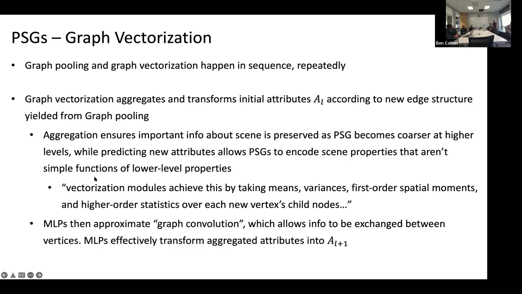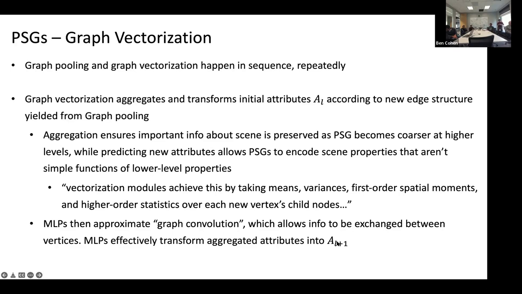This aggregation step is pretty confusing. They kind of jump over this. They say that they tried a few different methods to do this aggregation step, and they show us two of the methods, and I'll show that in the next slide. But assuming that this aggregation is done using some technique they've listed, they then use regular multilayer perceptrons to approximate something that they call graph convolution, which allows information to be exchanged between vertices in this graph. And finally, the output of this graph vectorization is the output of this MLP, and this transforms your initial attributes A of L into the next layer's attributes A of L plus one.